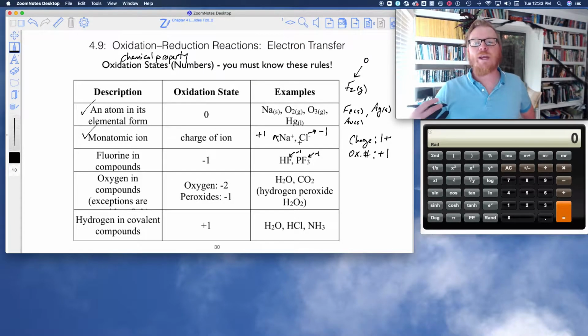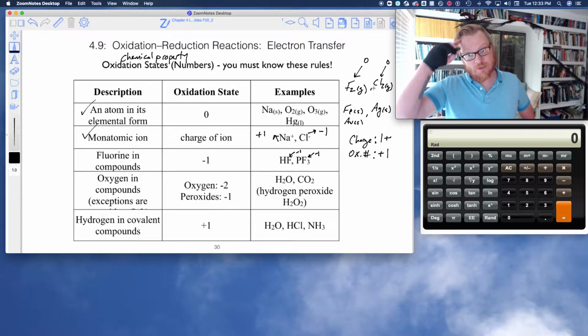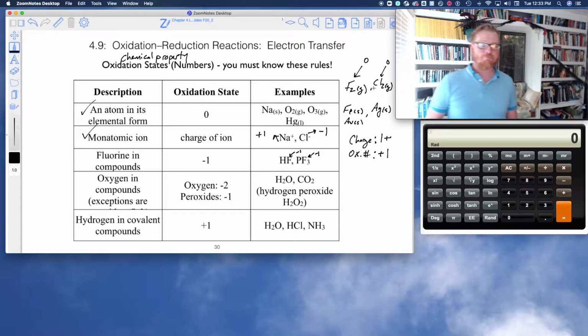And so we have to be able to deduce what the charge on our chlorine is first, to then go ahead and confidently say that it's a -1 oxidation state. Okay, we'll see examples where that comes up. But I'll also remind you, just like F2 gas is 0, then so too is Cl2 gas. So got to keep these rules straight, okay?